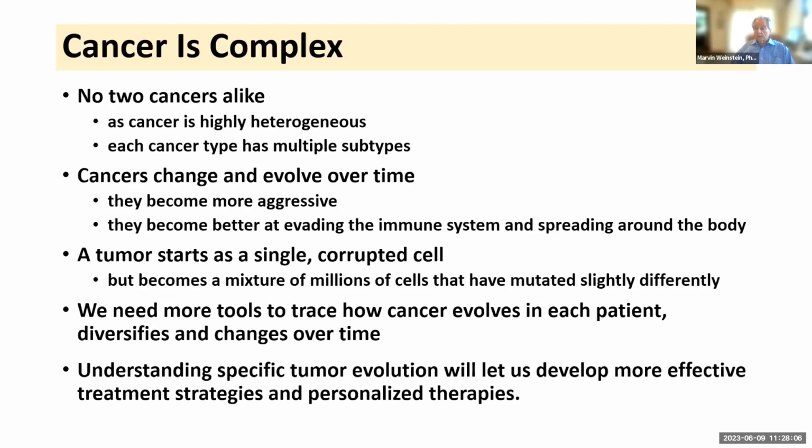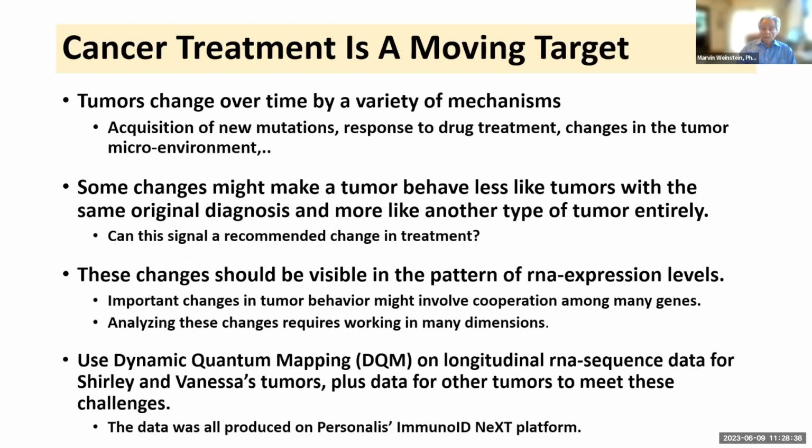And having a good way of visualizing how this process is going on, especially in the context of other tumors that we have information about, would be very useful, we think, in understanding specific tumor evolution, and in the context of other tumors of different types, understanding possibly when changing treatment strategy should occur right away and how to personalize somebody's therapy.